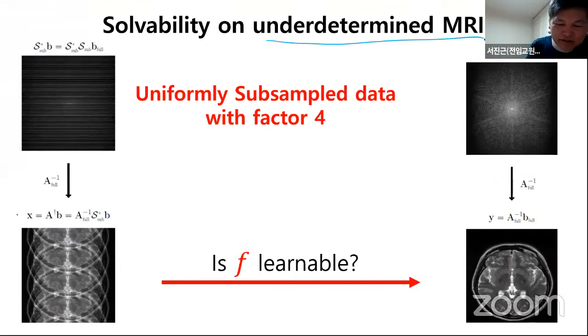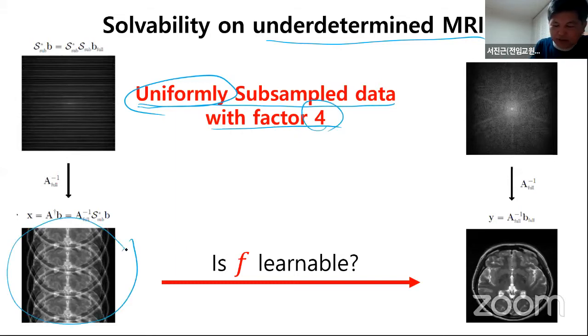The last thing, underdetermined MRI. I use uniform subsampling data with factor 4. Random sampling and the Donoho method work very well. Random sampling, Donoho and Candes already explained this method. So let us use the uniformly subsampled data with factor 4. Then you have this image. Is F learnable? That's the question.